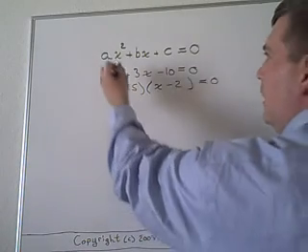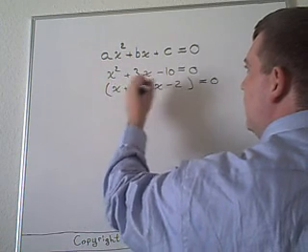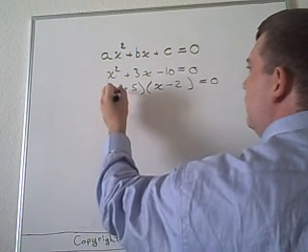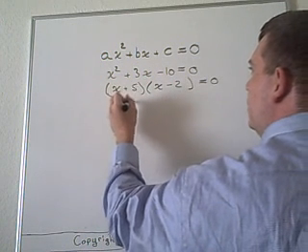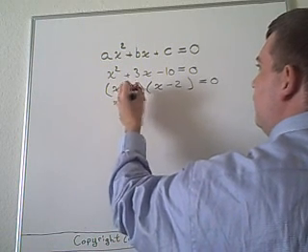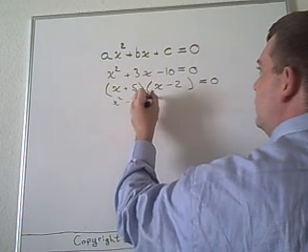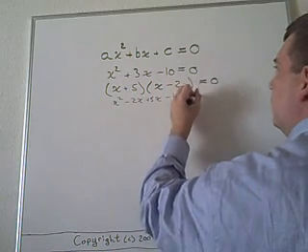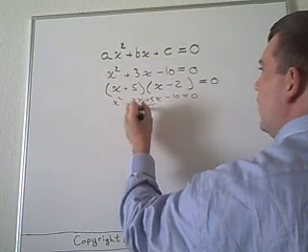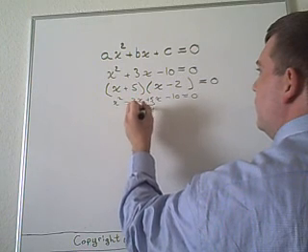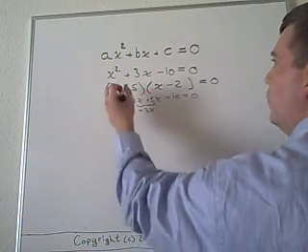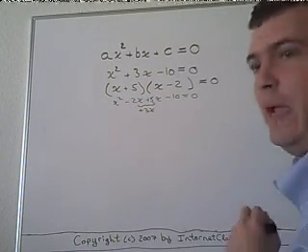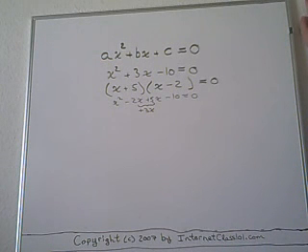I'll quickly multiply this out to show you that I'm correct. x times x is x squared. x times negative 2 is negative 2x. 5 times x is positive 5x. 5 times negative 2 is negative 10, equals 0. And see, I was correct. This gives us a positive 3x and a negative 10. So we now have our two factors. We have just factored this quadratic equation.